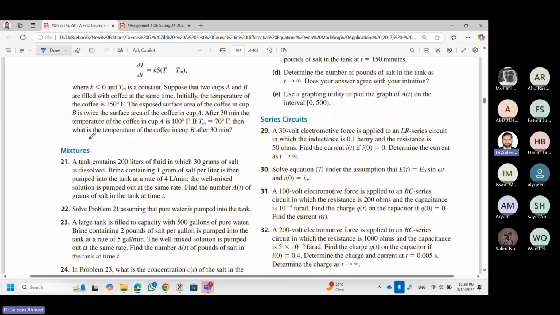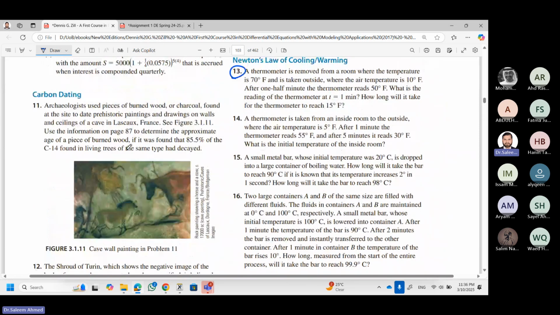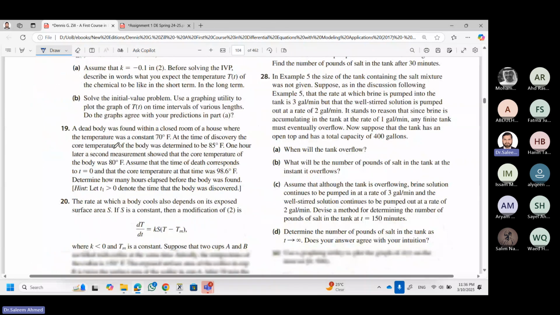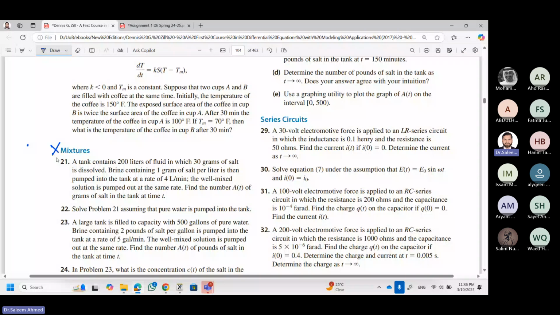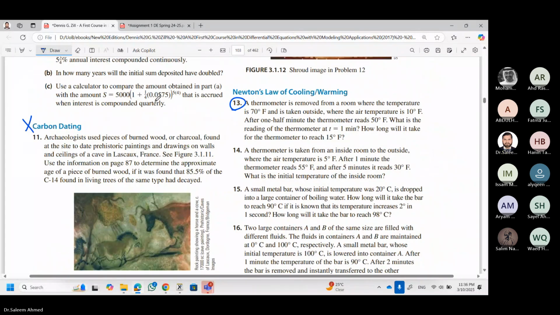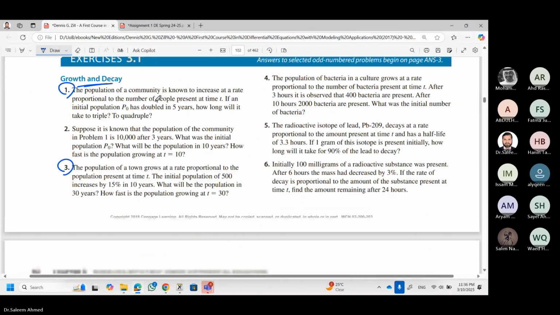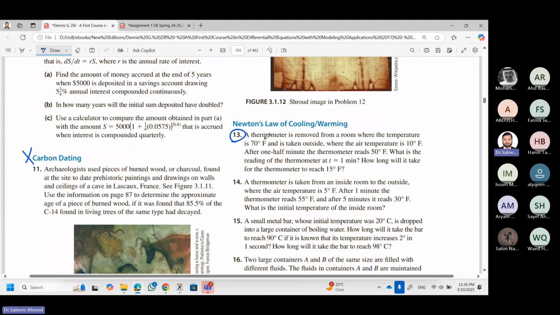So let's keep it easy. Let's just have these two. Even carbon dating, just leave it for the midterm. Okay. So just do these two. Population growth and Newton's law of cooling. So I will ask you one of them. So concentrate on these two things for the exam.